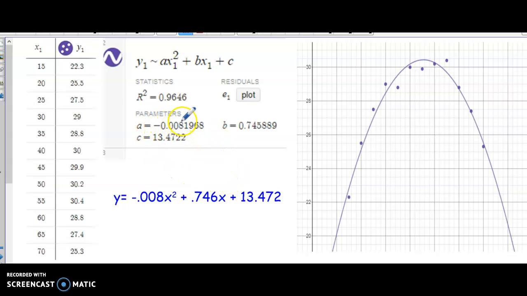So this is going to be negative 0.008 x squared plus 0.746 x. I rounded that up because that's an 8 plus 13.472. When I graph that, that's what my equation looks like, and that's my linear regression equation for that information for these sets of data.